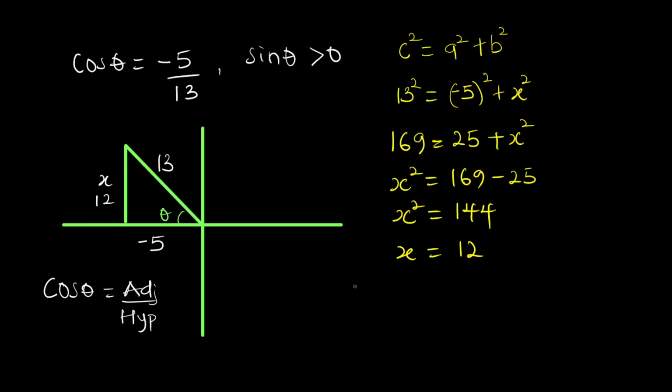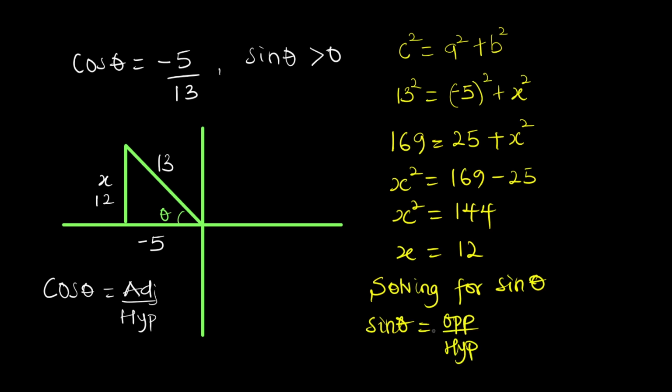How do we find sine theta? Recall that sine theta is equal to opposite over hypotenuse. So this entails our sine theta is going to be equal to 12 over 13. So therefore, sine theta is equal to 12 over 13.